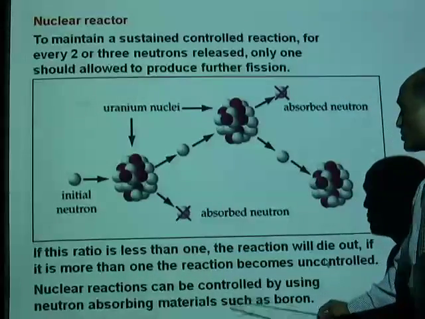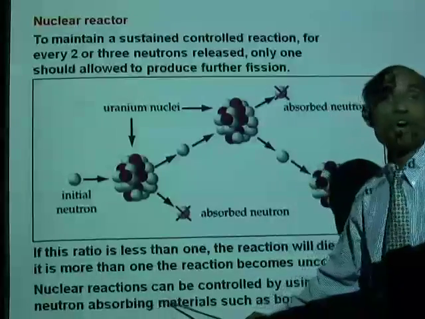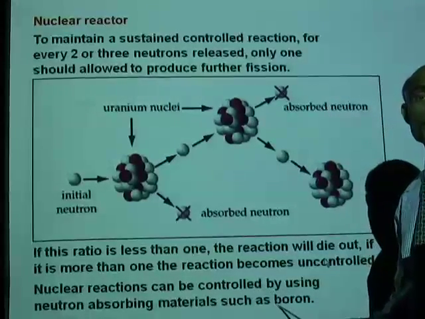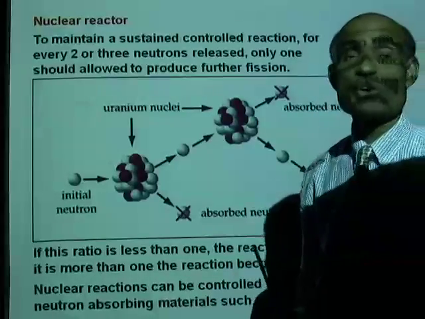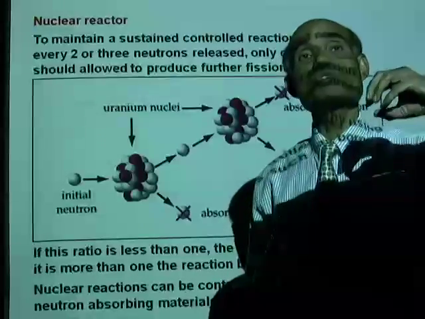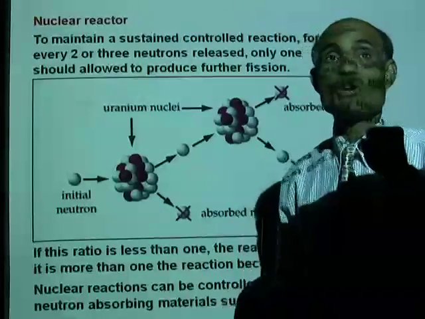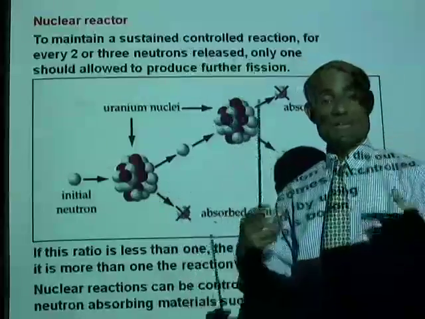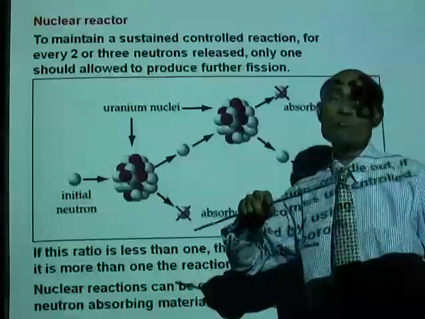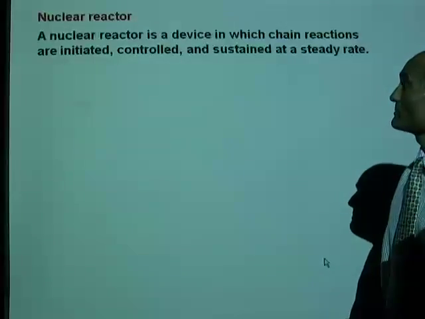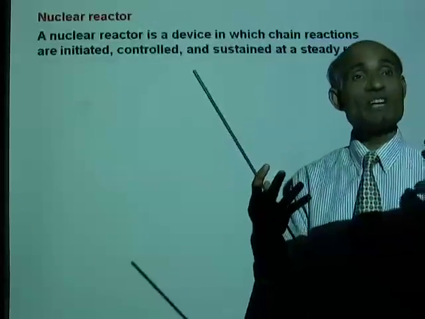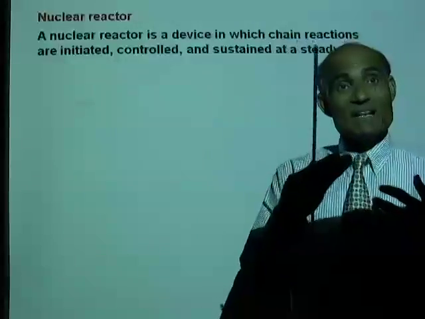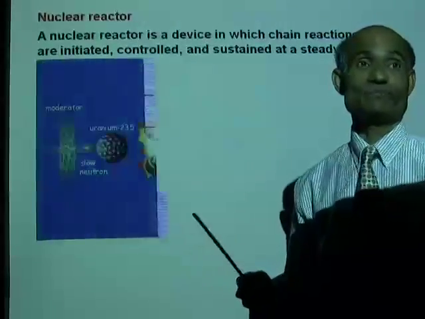Nuclear reactions can be controlled by using neutron-absorbing materials. Now, boron is a good example of neutron-absorbing material. So, in a nuclear reactor, you have control rods which are made of boron, which will absorb extra neutrons, and only 1 neutron per fission is allowed to produce further fission. So a nuclear reactor is a device in which chain reaction is initiated, controlled, and sustained at a steady rate.